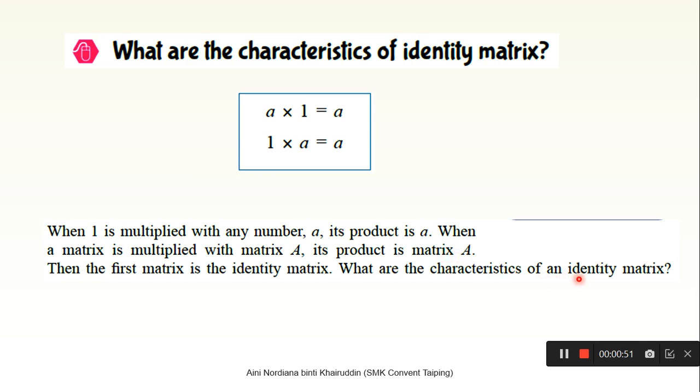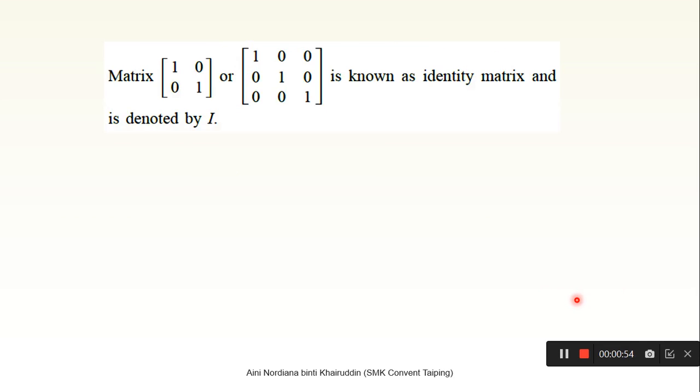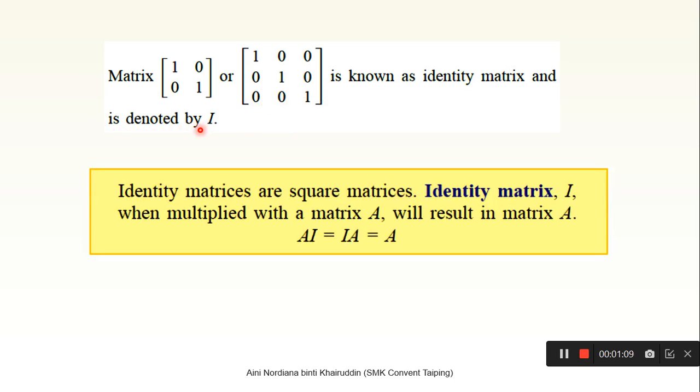What are the characteristics of an identity matrix? The matrix 1 0 0 1, or 1 0 0, 0 1 0, 0 0 1, is known as the identity matrix and is denoted by I. Identity matrices are square matrices. When the identity matrix I is multiplied with a matrix A, the result is matrix A. Matrix A times the identity matrix equals the identity matrix times matrix A, which is equal to A.